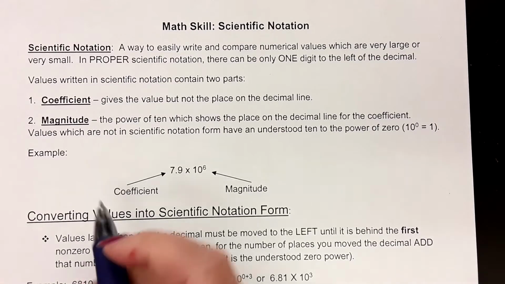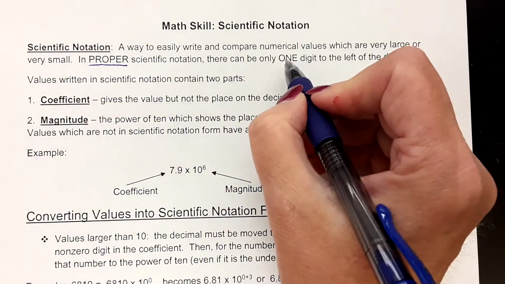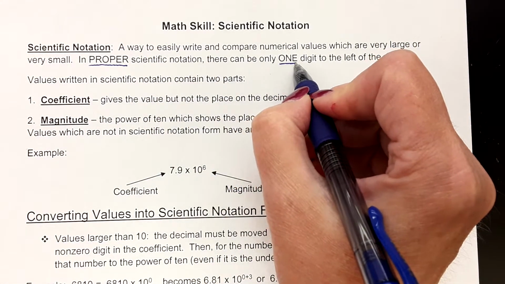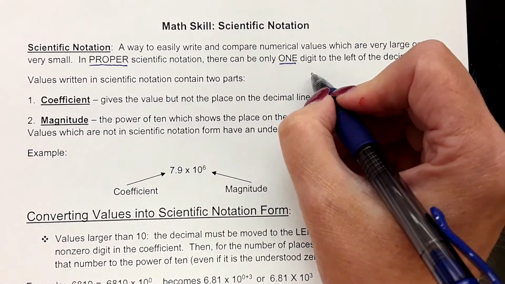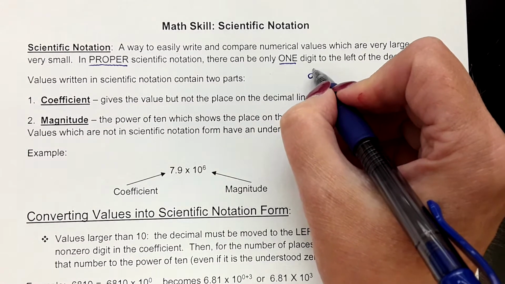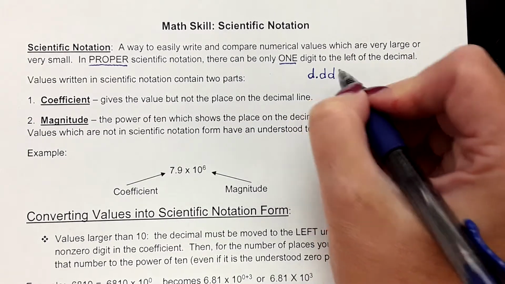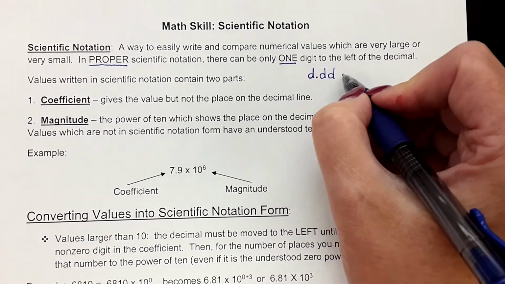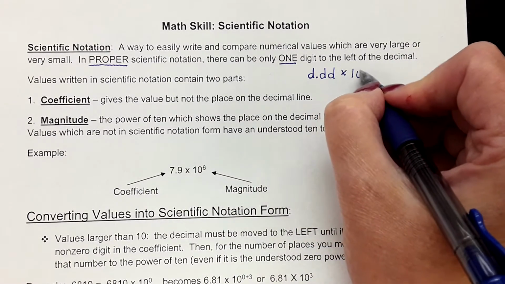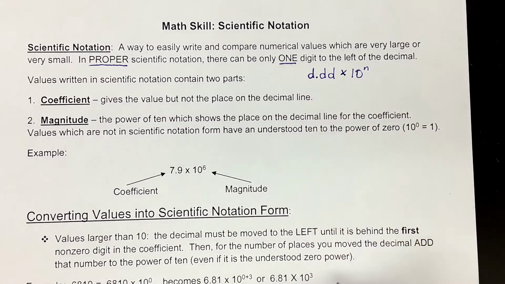So in scientific notation, the proper form is that there can only be one digit to the left of the decimal place. In other words, when you write a number in scientific notation, it's going to be digit, decimal, digit, digit. There could be more digits after the decimal, but usually we just show the 2 right there. Times 10 to some power, n. Okay? So digit, decimal, digit, digit. Only one digit to the left of the decimal.